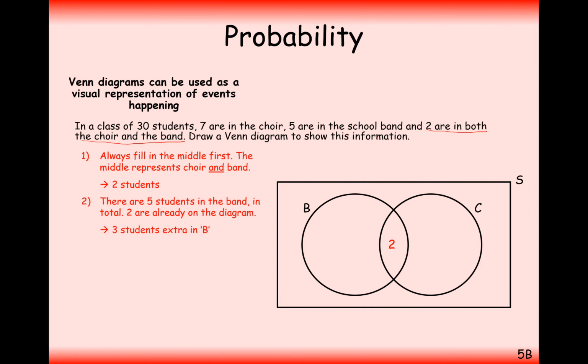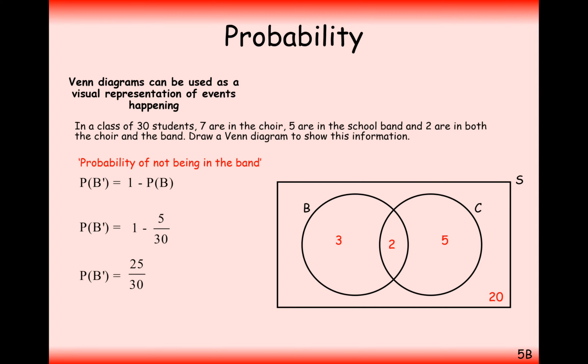Okay, let's have a go at this question here. Find the probability of not being in the band. Well, 5 students are in the band, so 25 students are not in the band, so that's 25 out of 30. Or you could do a 1 minus.